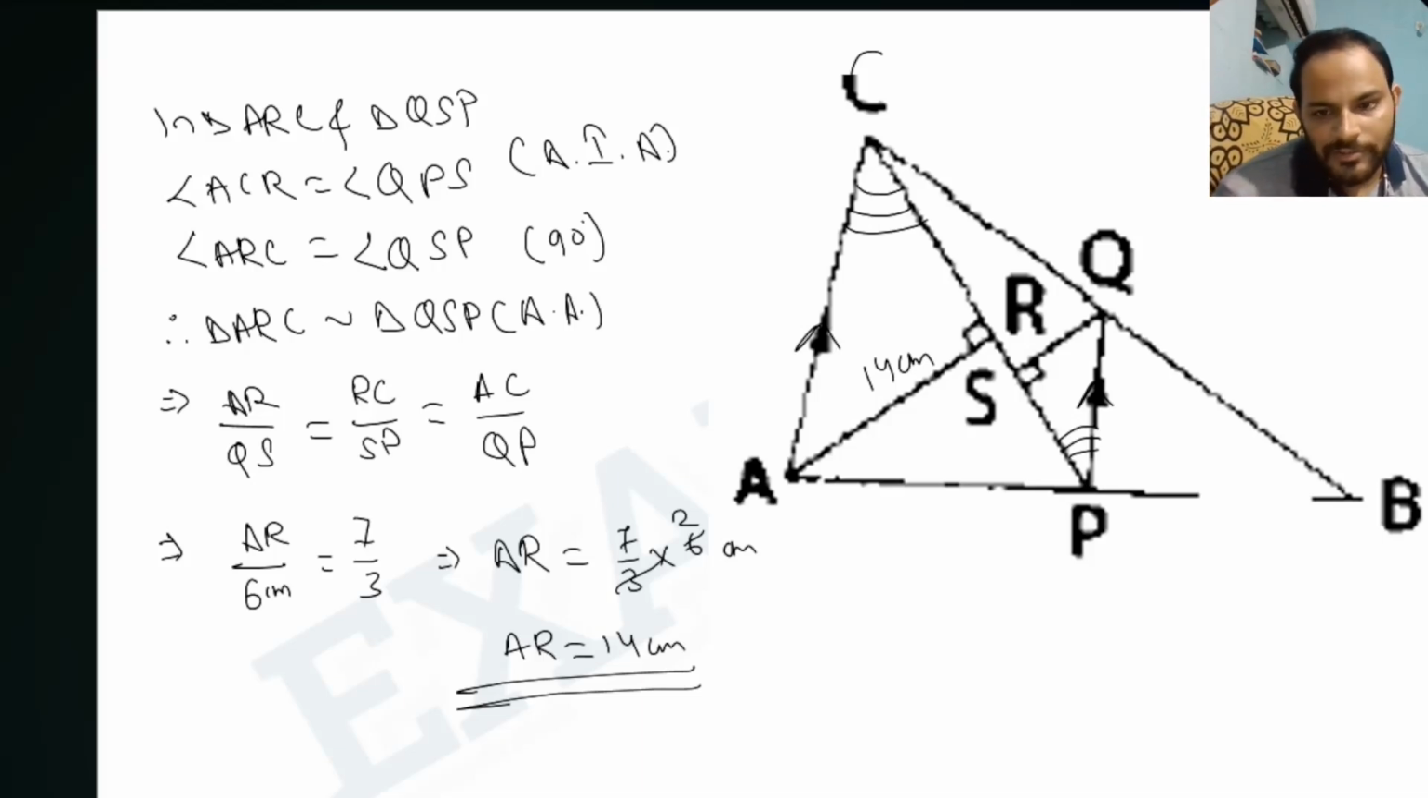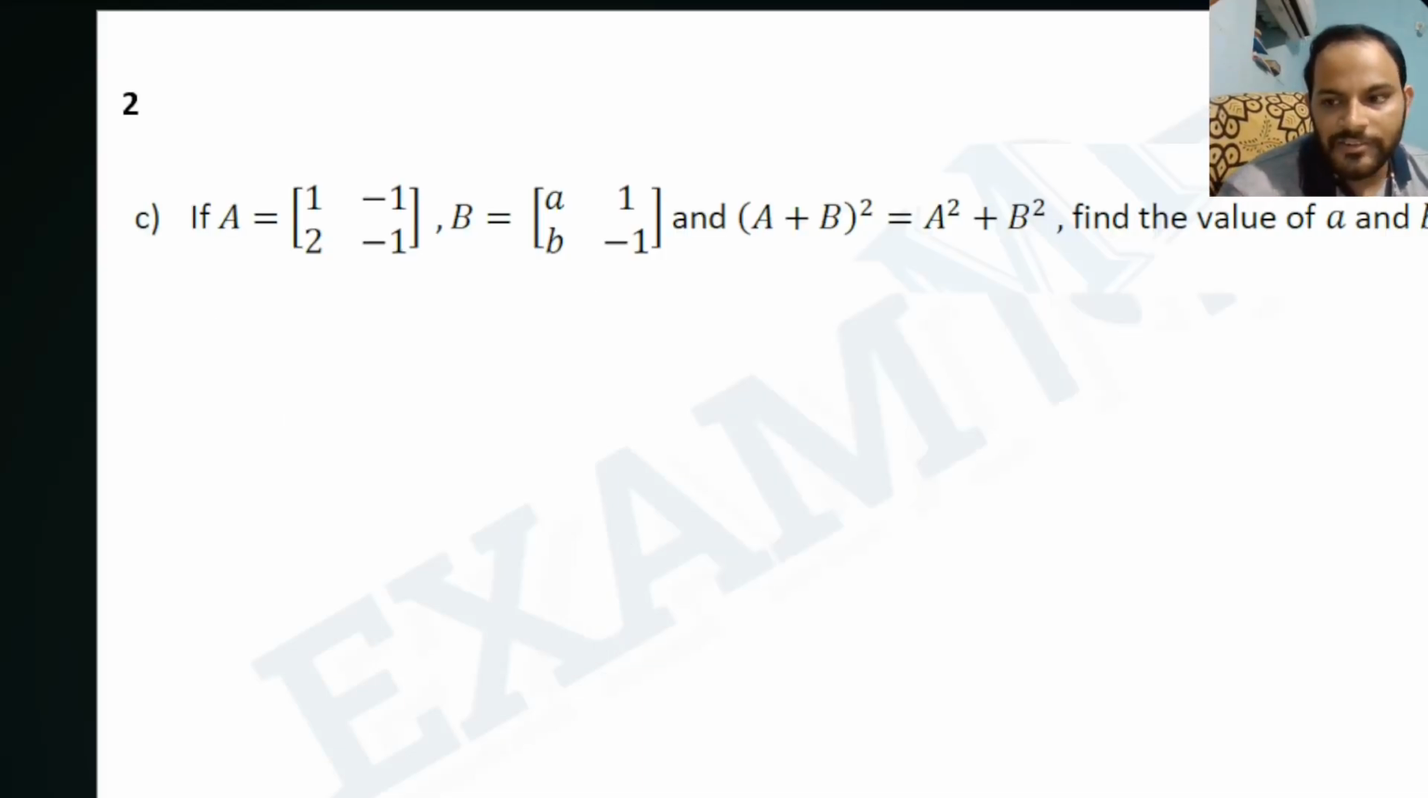Now let's move to the next question. This is the third question of question 2. It's saying if A plus B whole square is A square plus B square, then find the value of A and B. Okay, let's see.